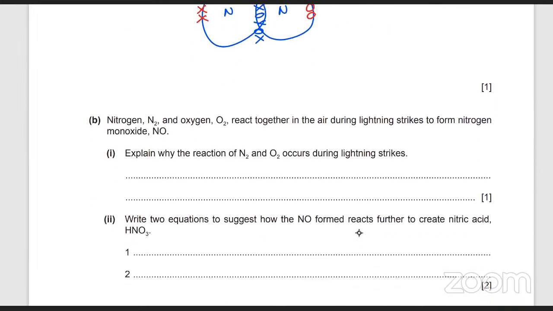Let's explain why the reaction of N2 and O2 occurs during lightning strikes and not otherwise, because air has N2 and O2. Sir, it's because of the high activation energy. Okay, exactly. You remember, whenever it's a 1 mark question and they ask you why a reaction requires a lot of energy or why it's not happening, that's just high activation energy. Large amounts of energy are needed to start the reaction because it's got a triple bond.